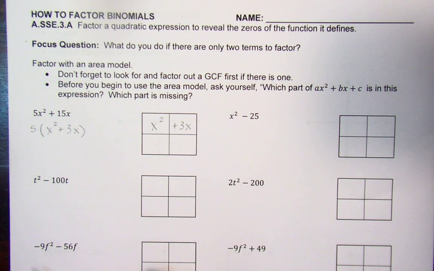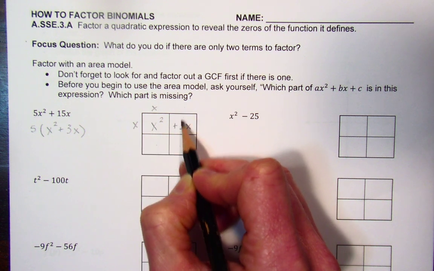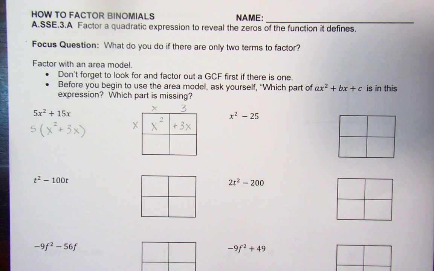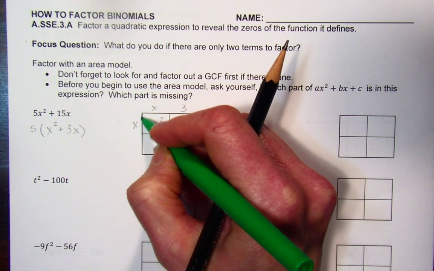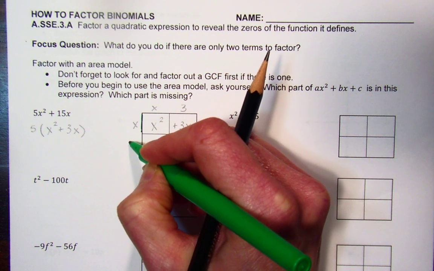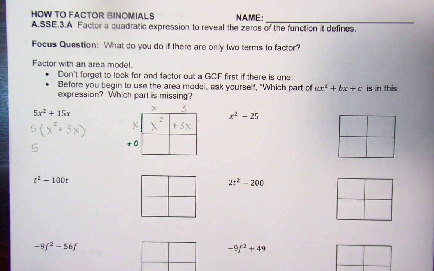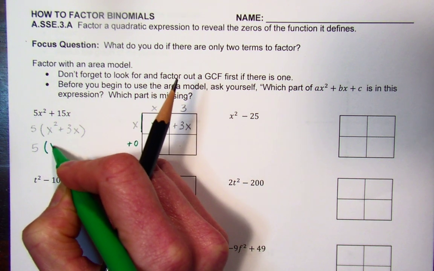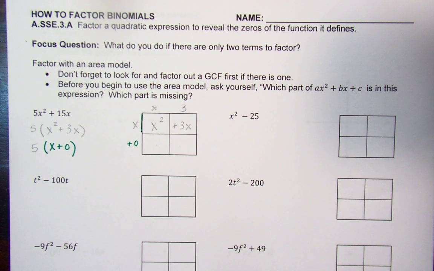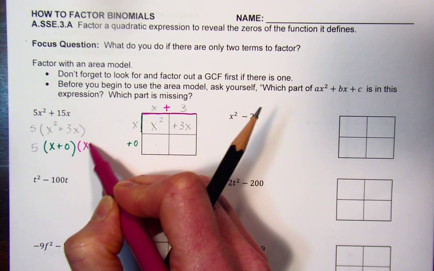What times what makes x squared? Well, x times x makes x squared. And x times what makes 3x? X times 3. So my factors, well, I've got the length here. This is x, and I guess you could say this is 0 if you want to. So you could say that I still have the 5 as my GCF, but then my first factor for the length of that rectangle is x plus 0. And then for the width of that rectangle here, I've got x plus 3.